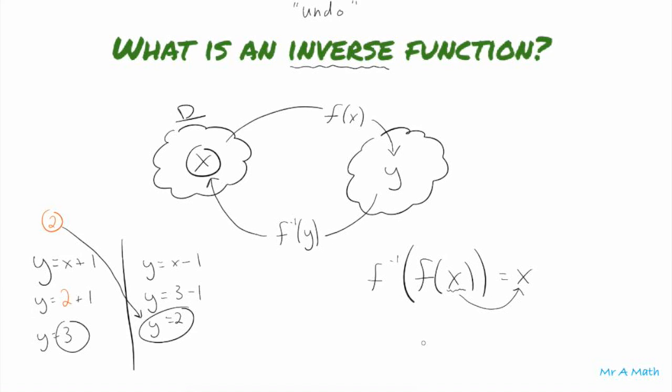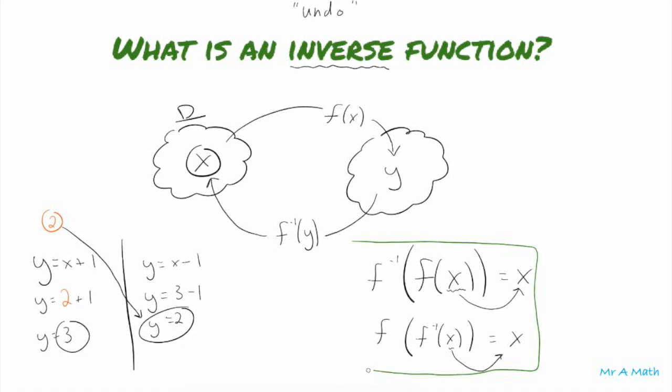And in the same way, if I take f inverse of x and I put that into the function f, f and f inverse will undo each other and will get me back my original answer, x. So this is going to be a key idea here. If I know this, then I can prove whether or not two functions are in fact inverses of each other.